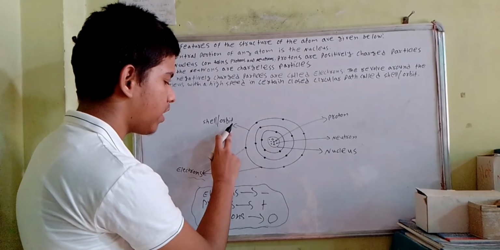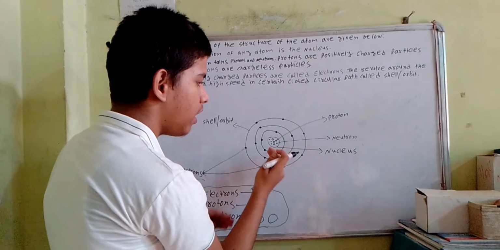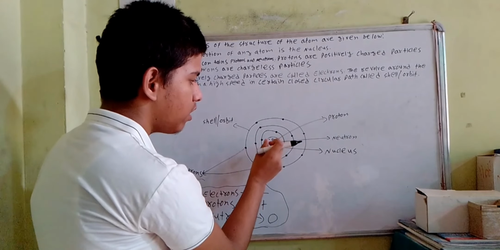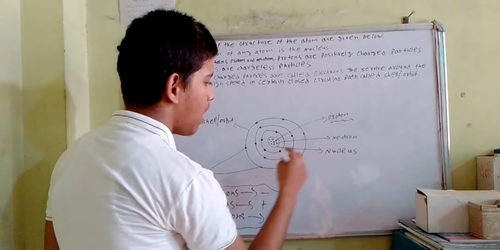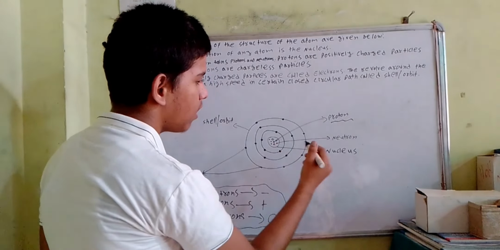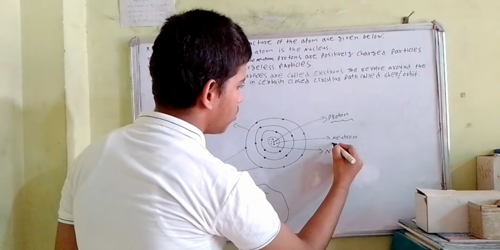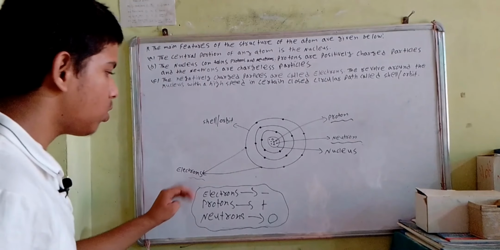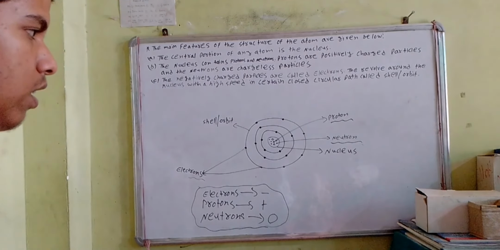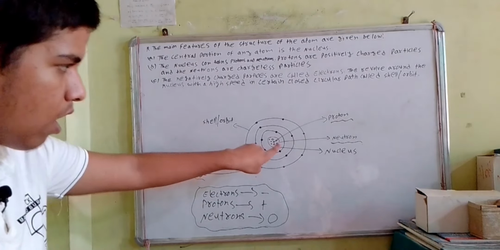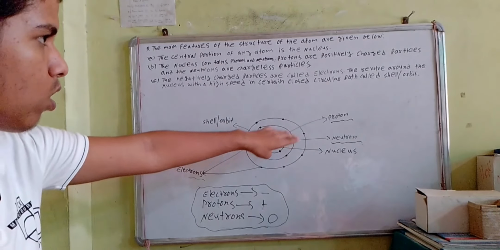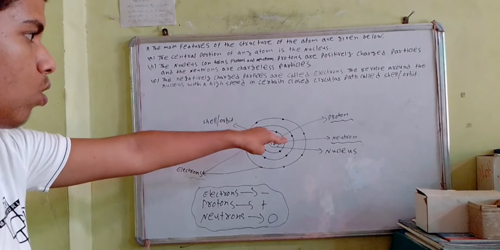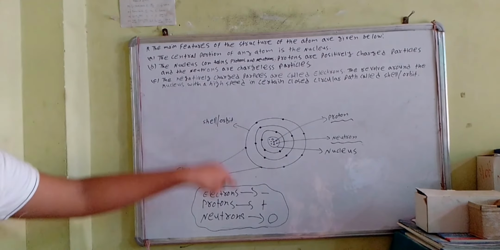And protons are located in the nucleus. You can see this is a proton, and also a neutron. They are inside the nucleus. So remember the location of these things. This central thing is called the nucleus. And the path where electrons revolve is called the shell.